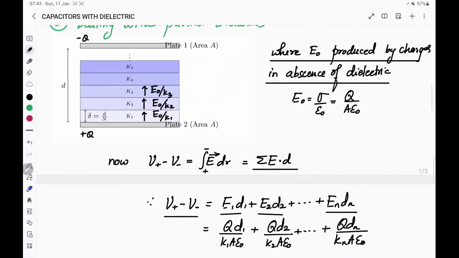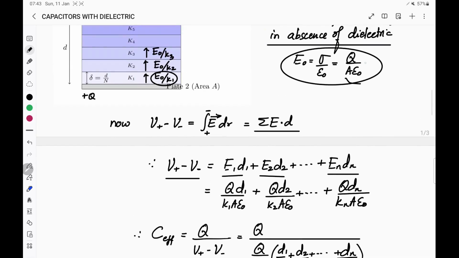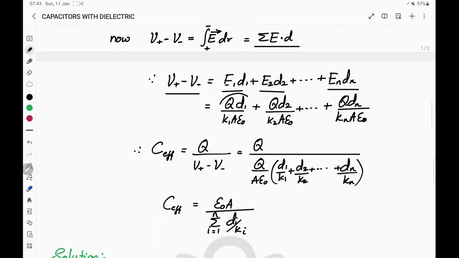We already know the electric field between the plates of a parallel plate capacitor without dielectric would be sigma by epsilon naught, or Q by A epsilon naught. So let us replace E1 by E naught by K. But E naught is Q by A epsilon naught, correct? So E1 will become E naught by K1, which is Q by K1 A epsilon naught. So on doing that, we'll get Q1 by K1 epsilon naught A into D1. Similarly, here you will get Q by K2 A epsilon naught into D2.